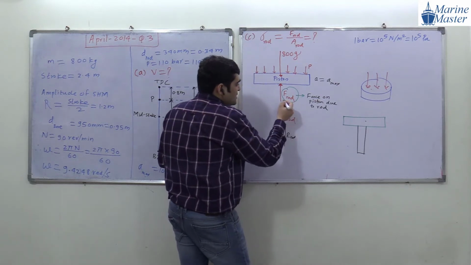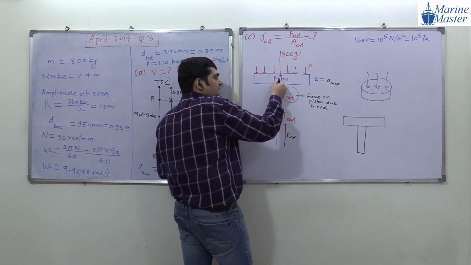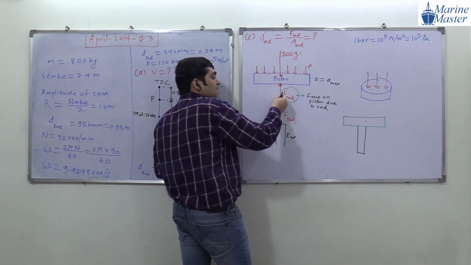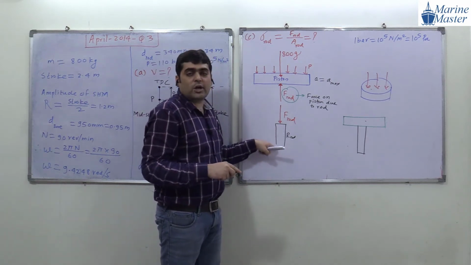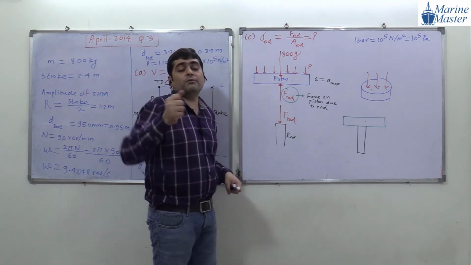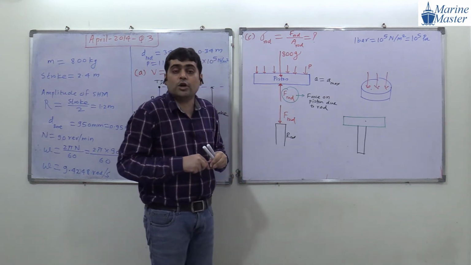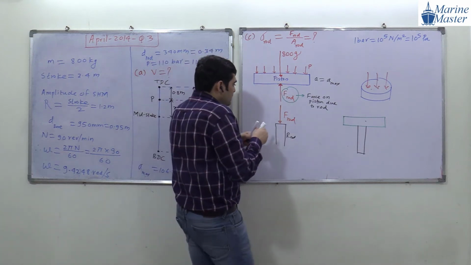So here, if the rod is applying some force on the piston like this, then what will happen, guys? The piston will apply an opposite force on this rod. Suppose the rod applies this force on this piston. According to Newton's third law, the piston will apply an opposite force on the rod.